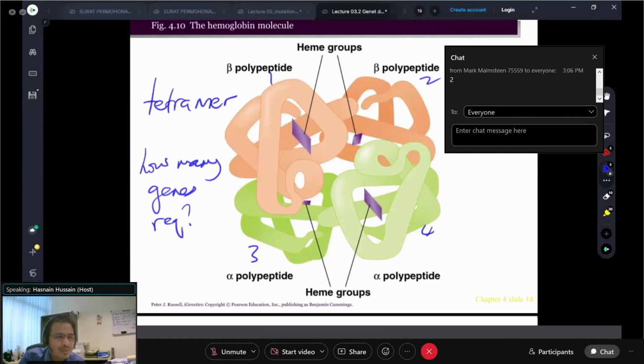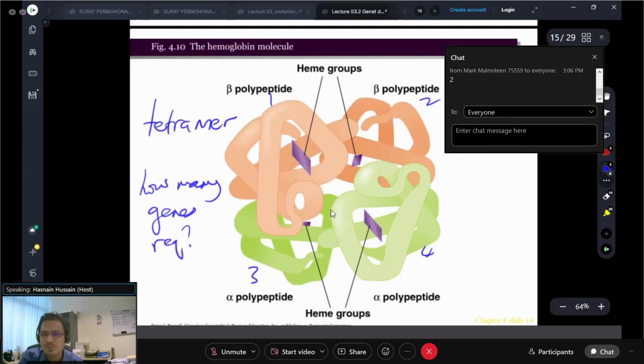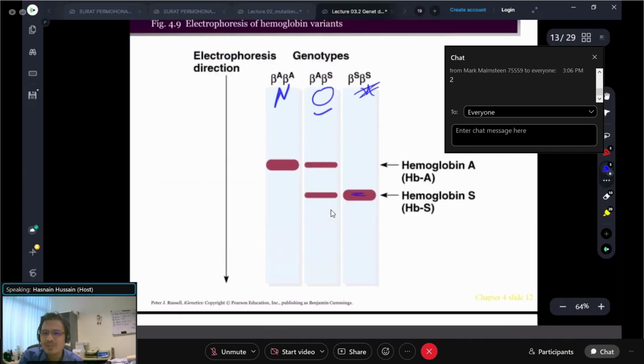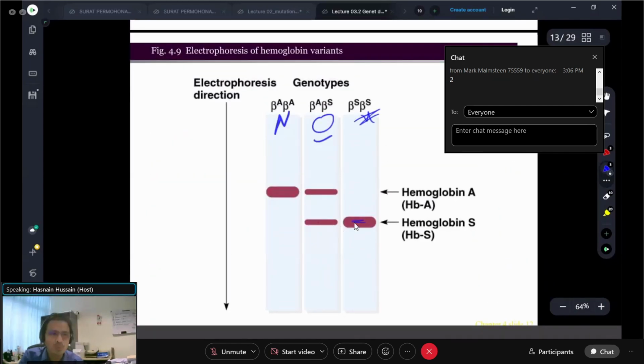But I just want to address the question that someone asked earlier. Why is hemoglobin S able to travel further than the normal hemoglobin? A very good question. Hemoglobin S is a sickle cell hemoglobin, with a slightly different shape compared to the normal hemoglobin due to a mutation of the gene that causes hemoglobin S.